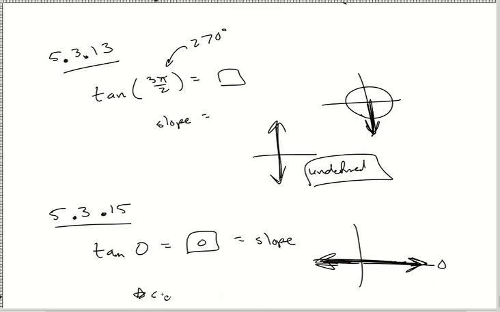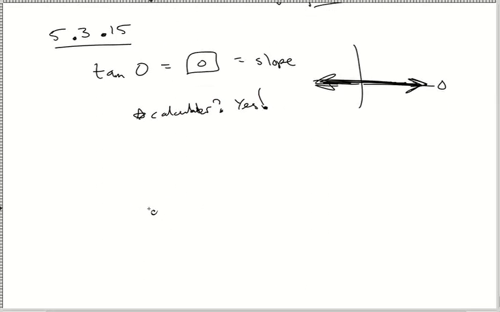Couldn't you have used a scientific calculator to get all this stuff here? Yes. That's another option, of course. And for undefined, wouldn't you just get an error or something? Just a thought there. Okay.